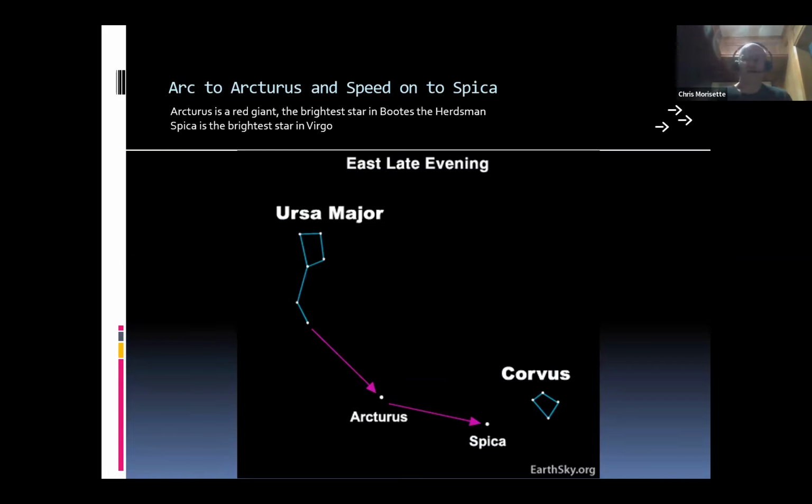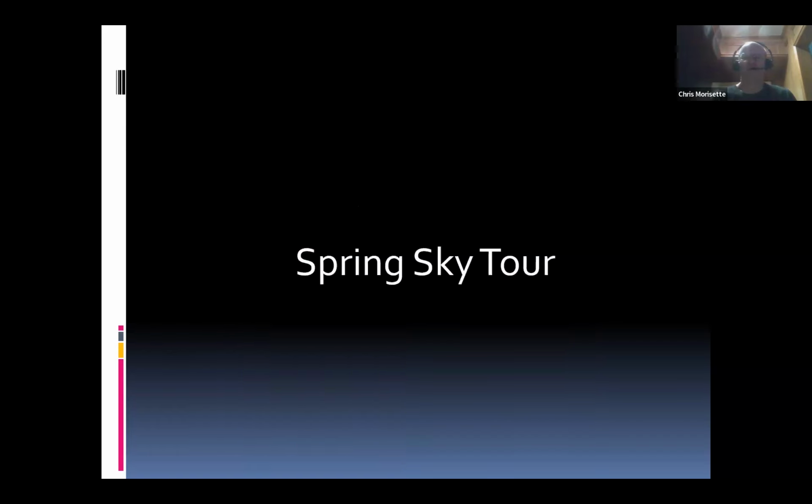But once we get to Arcturus, then we can spike on to Spica, which is the main bright star in the constellation of Virgo. And Virgo is where a lot of cool stuff is. So by utilizing the Big Dipper, arcing to Arcturus, and spiking to Spica, we can find our way around at the relevant points in the springtime night sky.